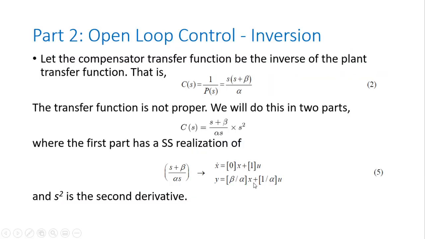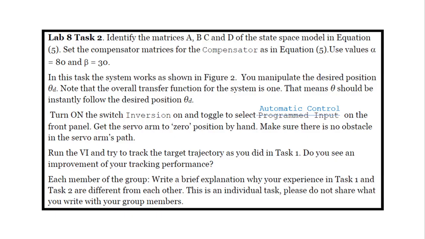This is your state space model. This is your A, B, and this is your C and D. So beta is 30, alpha is 80, so this must be 0.375, and then 1 over 80, that's 0.0125. So remember those two numbers. Put those numbers in, and it says turn the switch inversion on, programmed input on. I changed the name just for this presentation because there are two things called the programmed input. I think automatic control might be a better name for it. And then you get the servo arm to go to 0 position by hand, and run the VI.